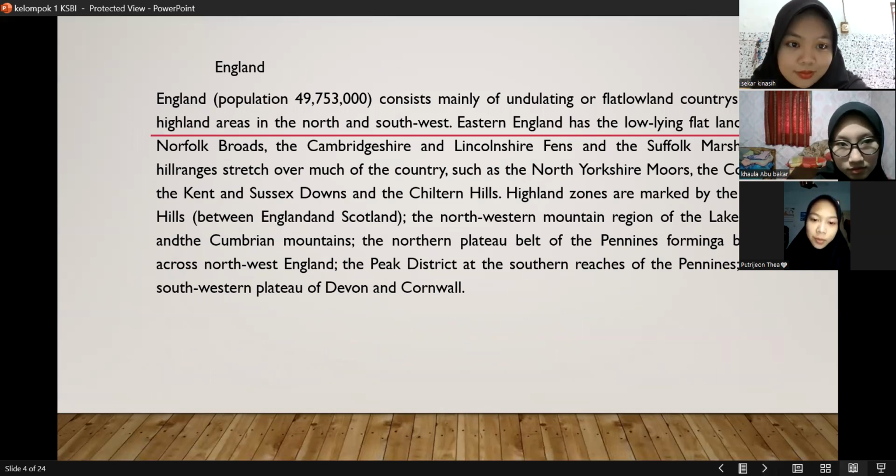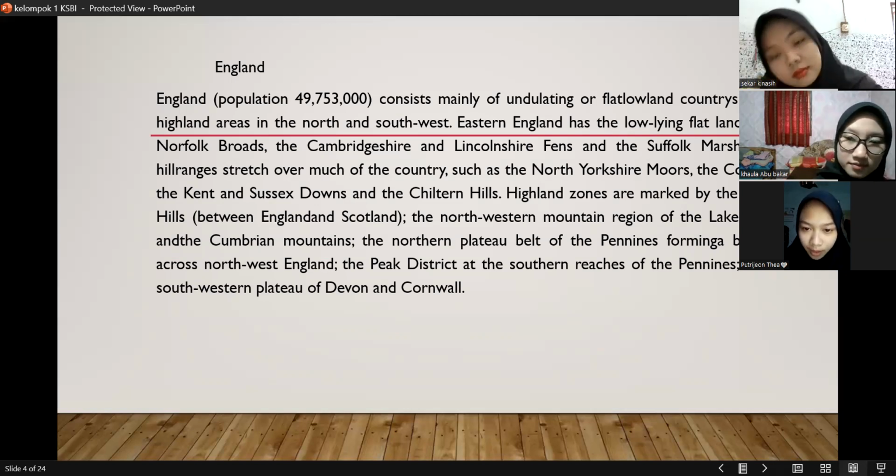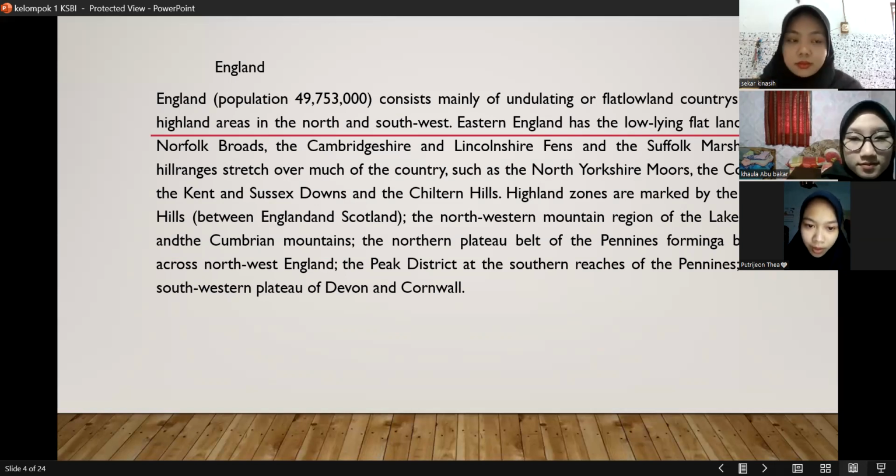England. England's population consists mainly of undulating flatland countryside with highland areas in the north and southwest. Eastern England has the low-lying flatlands of the Norfolk Broads, the Cambridgeshire and Lincolnshire Fens, and the Suffolk marshes. Hillier stretches cover much of the country, such as the North Yorkshire Moors, the Cotswolds, the Kent and Sussex Downs, and the Chiltern Hills.